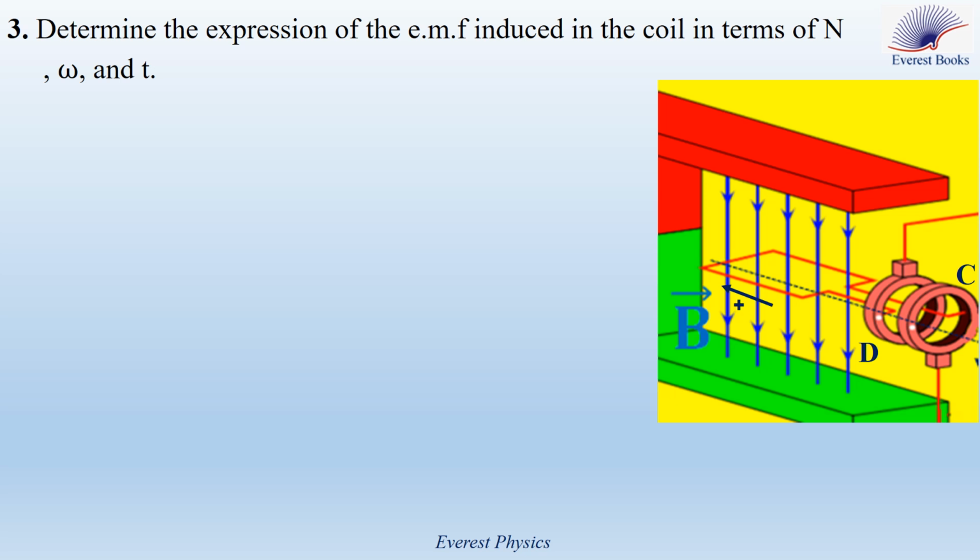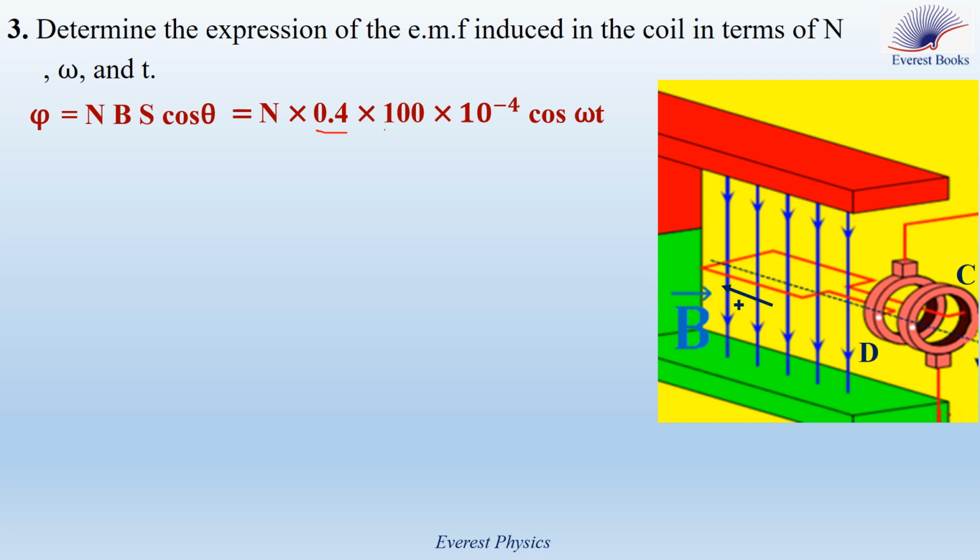Let's move to part 3. Determine the expression of the electromotive force induced in the coil in terms of N, omega, and t. The expression of the magnetic flux crossing a surface due to a uniform magnetic field is given by N B S cosine theta. Now, B is equal to 0.4 Tesla. The area of each loop is 100 centimeters squared, which becomes 100 times 10 to the power minus 4 meters squared, and theta is equal to omega t as shown in the previous slide.